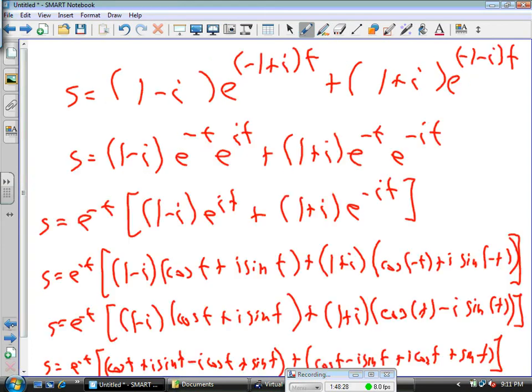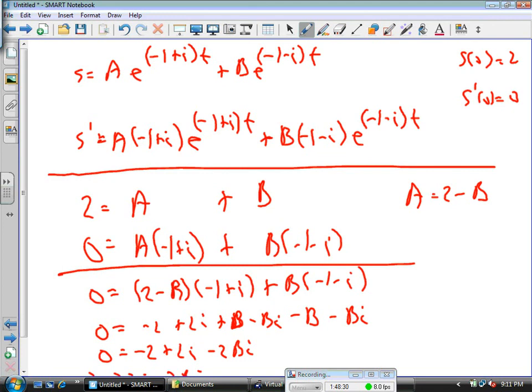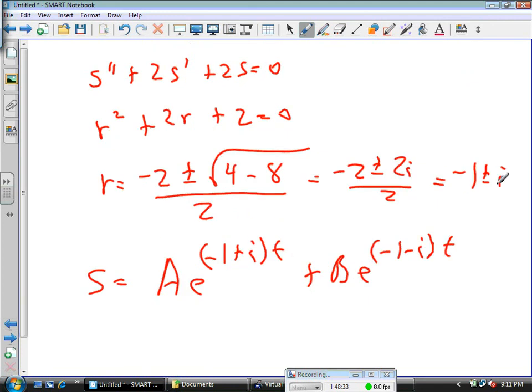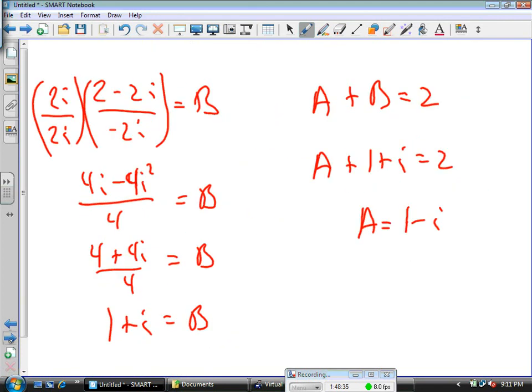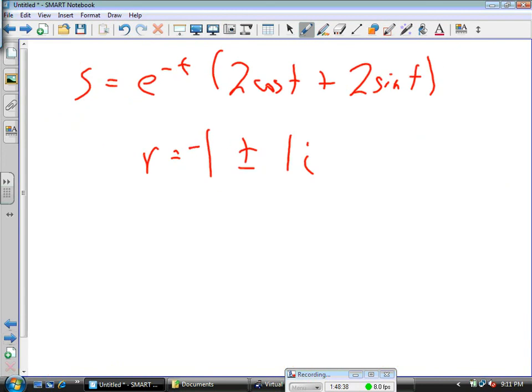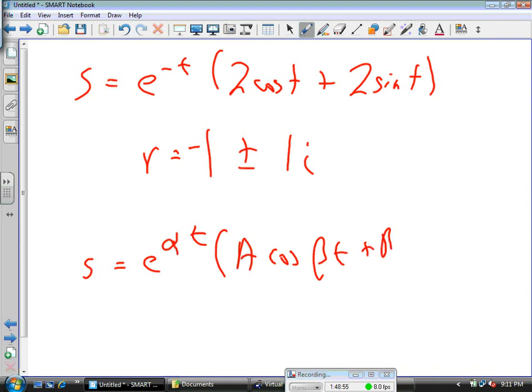Wait, is that right? Hang on, back up. What was R? What the freak is R? R was negative 1 plus or minus. Okay, that's a big difference. Okay, so guess what? This is the third case. When the discriminant is negative, the solution is e to the alpha t times a cosine beta t plus b sine beta t. You still have a constant a and b to get. It's a fluke that they're equal.